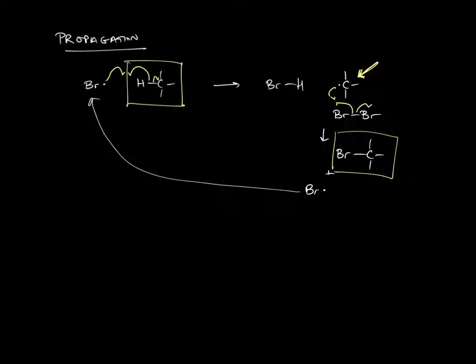So what I'd like to do is move into how we make those initial radicals. And the way that this happens is by a step called initiation. So what happens at the beginning to make that radical? There are 4 different common ways of doing this, and we'll go through them one at a time.